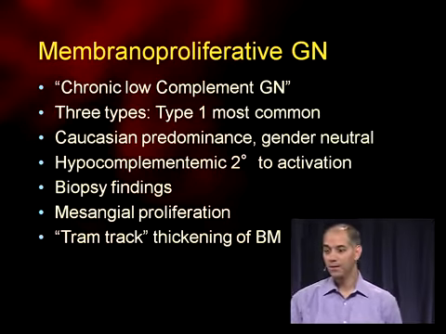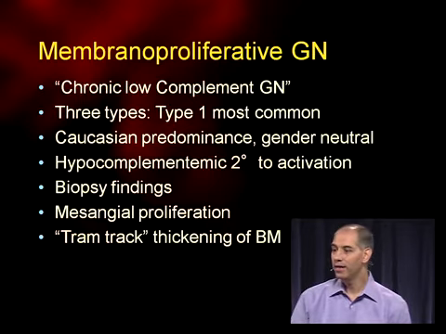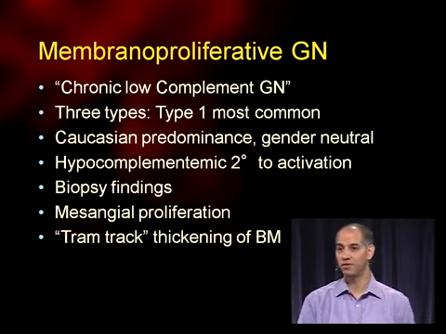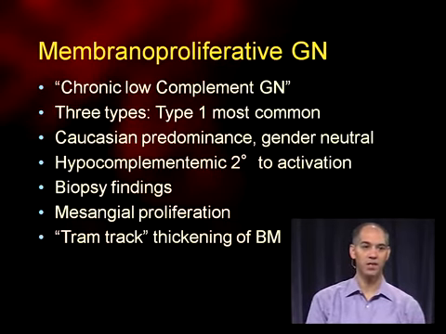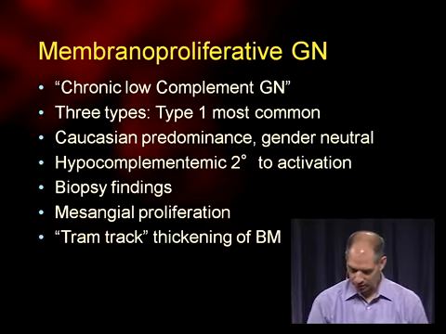On biopsy, as the name implies, they have a lot of proliferation. It's mostly a mesangial proliferation, and the mesangial cells proliferate so much that they actually grow into the basement membrane and split it open. And so classically, you get what's called the tram tracking of the basement membrane.